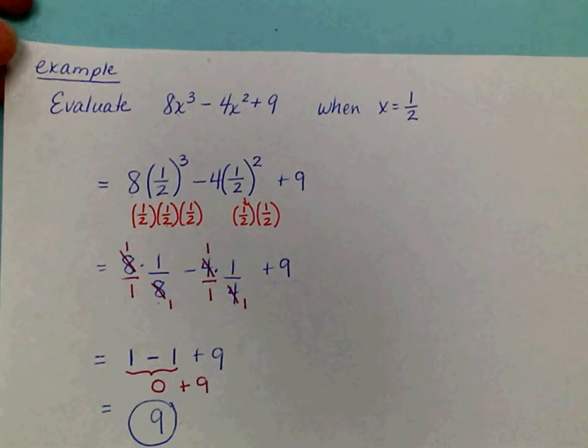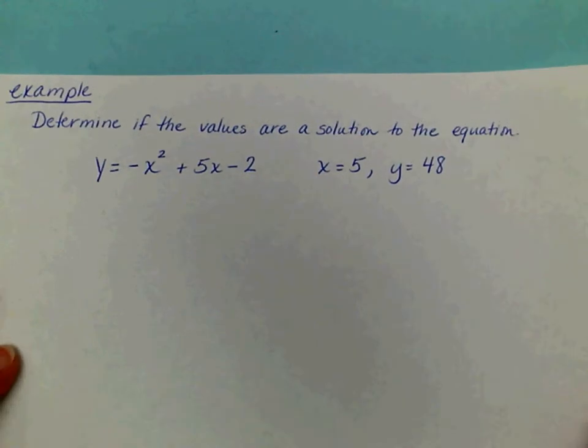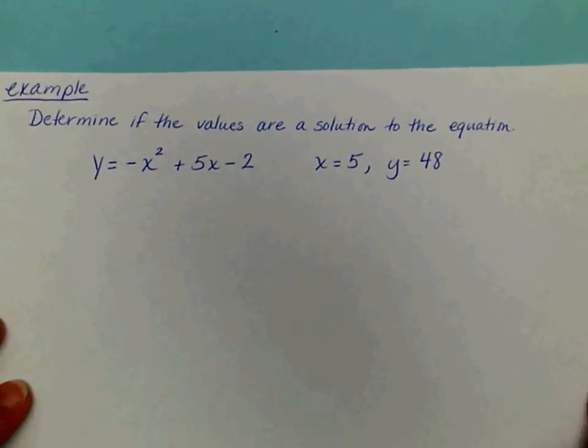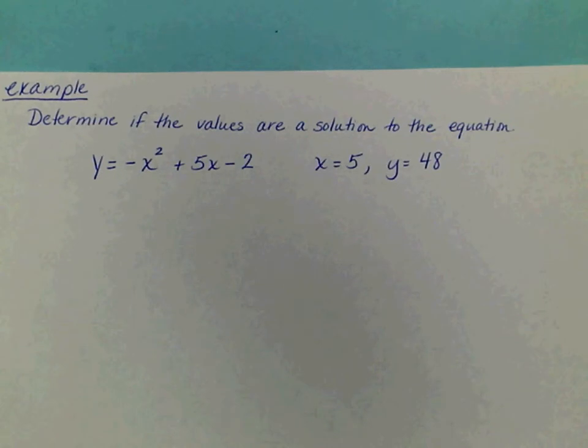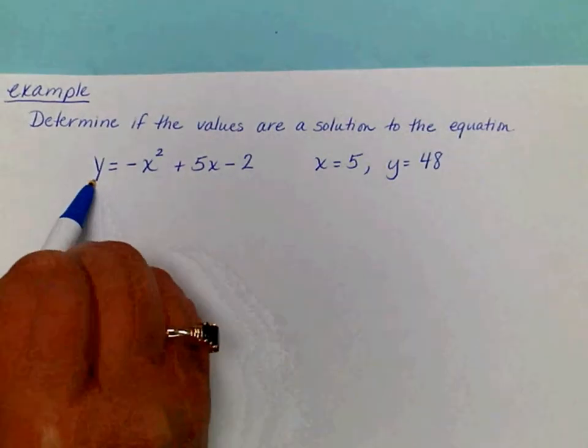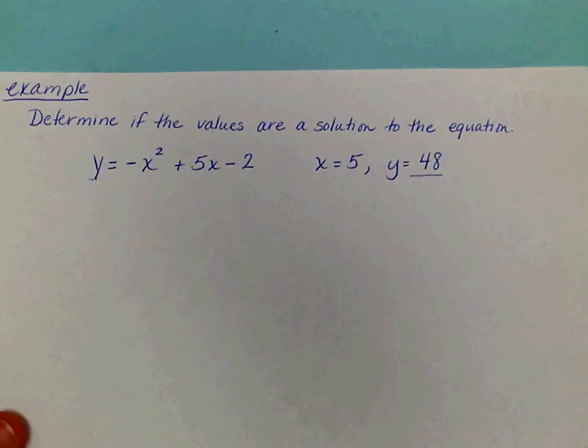These problems of evaluation can also lend themselves to solving some other types of problems, such as if we're given an equation and we want to try to figure out if the values for x and y that we're given actually make that equation a true statement. So are they a solution or not? To check to see if some values that you're given are actually solutions to the equation, it's a substitution problem as well. So notice that it starts out as y, and we are told that y is equal to 48. So in our equation of y equals negative x squared plus 5x minus 2, wherever we see y, we're going to put 48 in its place.